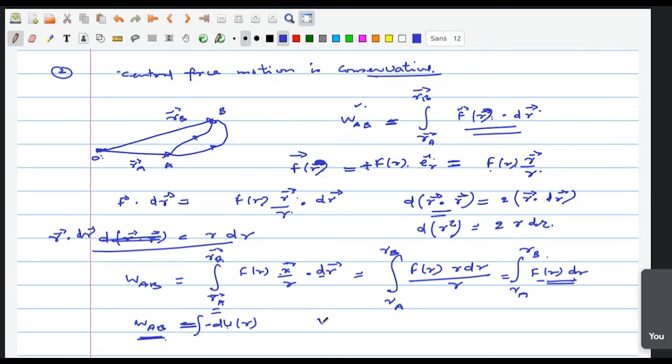And once we integrate it, WAB appears as minus U(r) from RA to RB. So this is UA minus UB, that is, UA minus U(RB).